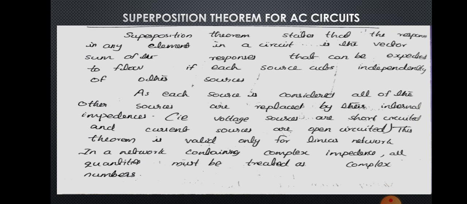Okay. So what is the superposition theorem for AC circuits? The superposition theorem states that the response in any element in a circuit is the vector sum of the responses that can be expected to follow if each source acts independently of other sources. As each source is considered, all of the other sources are replaced by their internal impedances, that is, voltage sources are short circuited and current sources are open circuited, and this theorem is valid only for linear networks. In a network containing complex impedances, all the quantities must be treated as complex numbers.